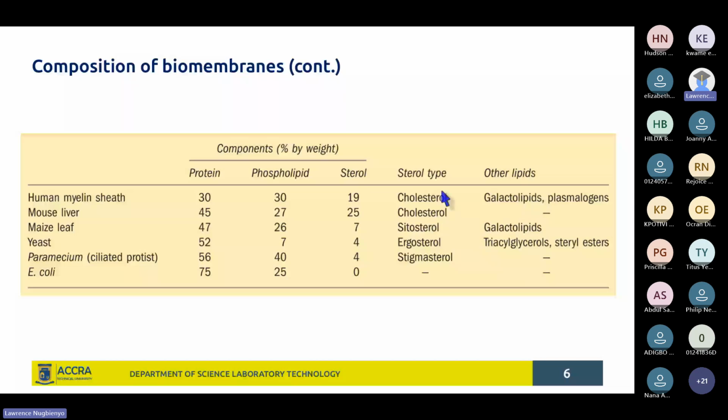So you have cholesterol in humans. You have cholesterol in mouse. But if you see in maize, yeast, paramecium, protozoa, you see that there are different types of sterols there. And we did look at these lipids too.